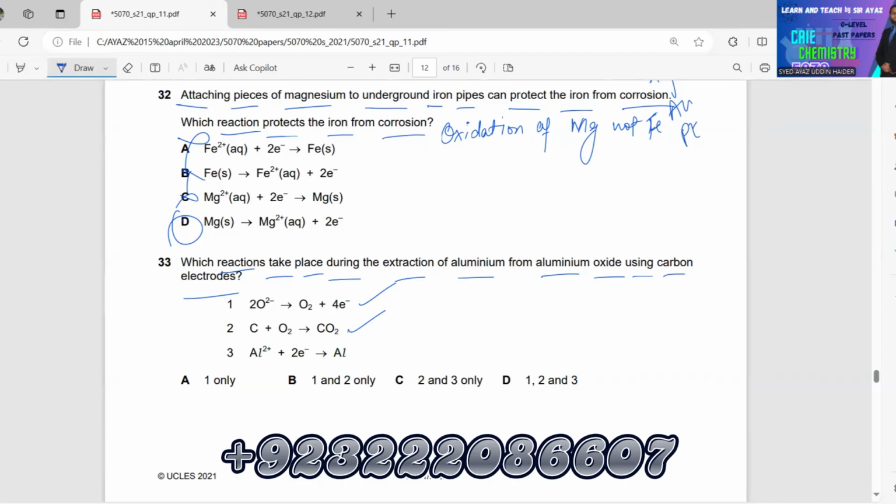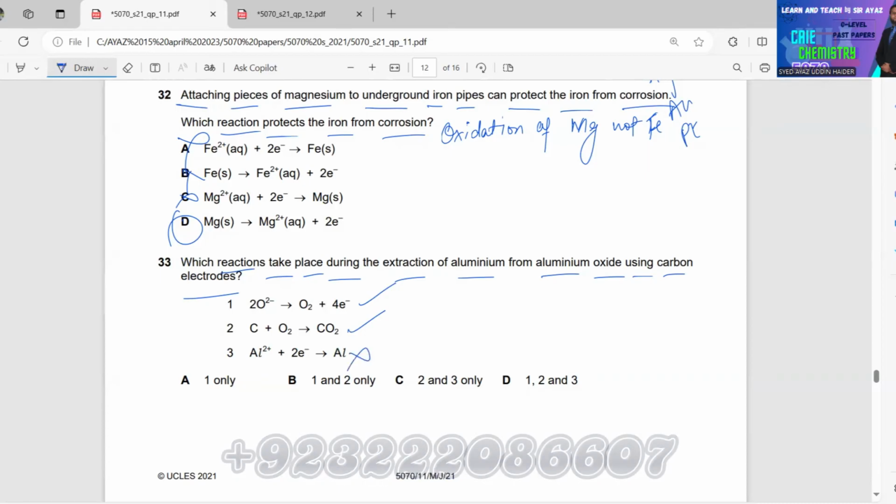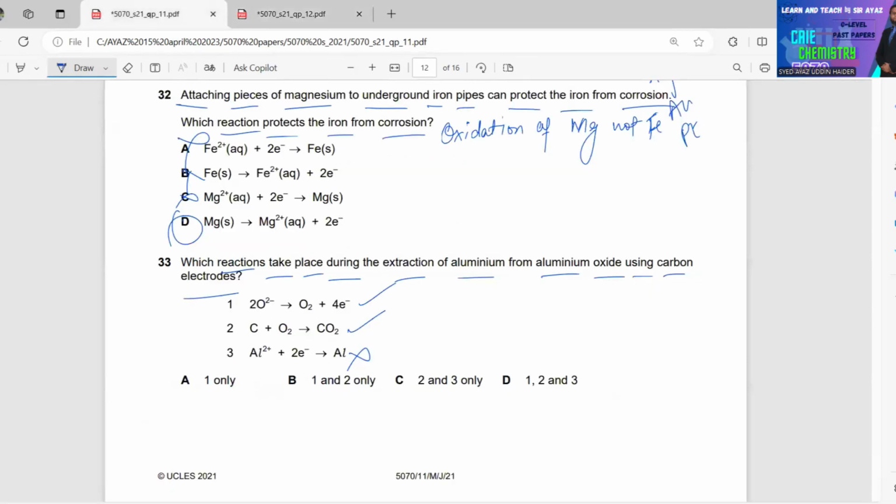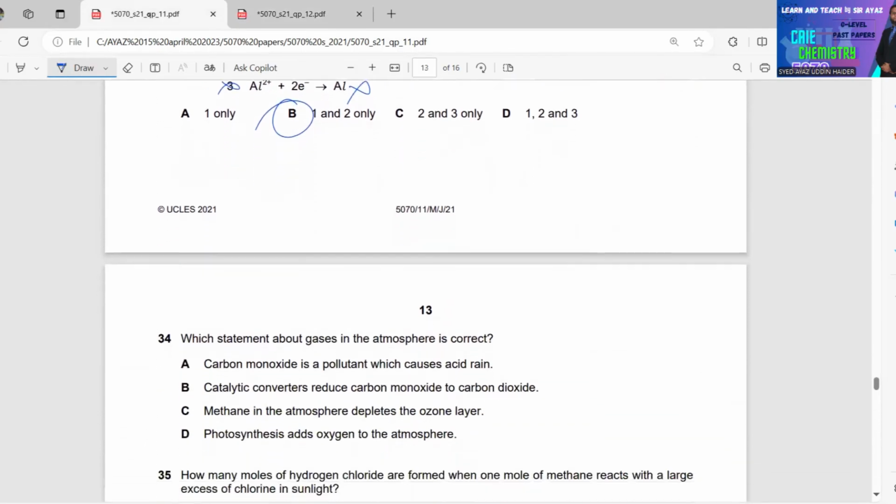What about 3? Al3+ plus 2 electrons gives Al. This is wrong because aluminium is in group 3. Here we have aluminium. It must be carrying Al plus 3, not Al plus 2. So this is incorrect. So 1 and 2 are correct. B must be the right answer for this question.